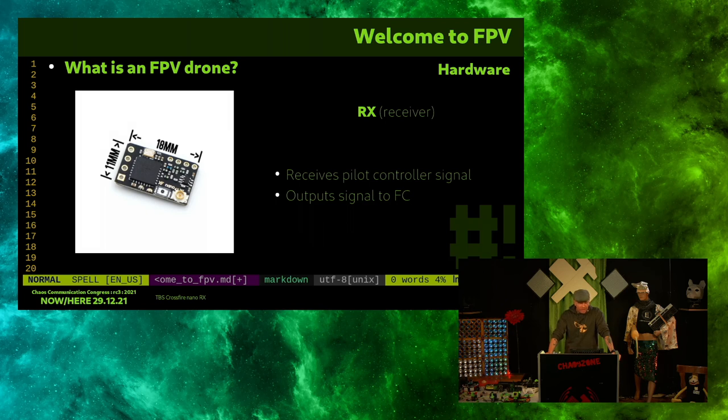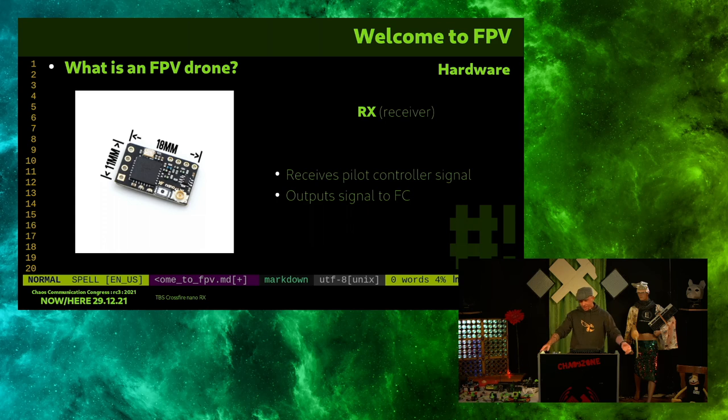Okay, and in order to receive the signals from the pilot, the drone needs to know what to do. And in order to receive those signals, you need a receiver. And that's exactly what a receiver does. It receives signals and communicates the desired flight direction to the flight controller. The flight controller, in turn, takes these signals, does some calculations, and sends a PWM signal to the ESCs, as we talked about. So the receiver can be a separate module, as shown here.